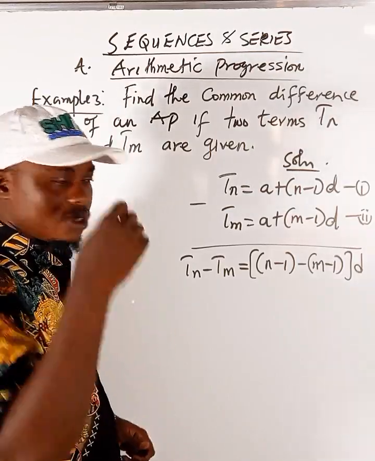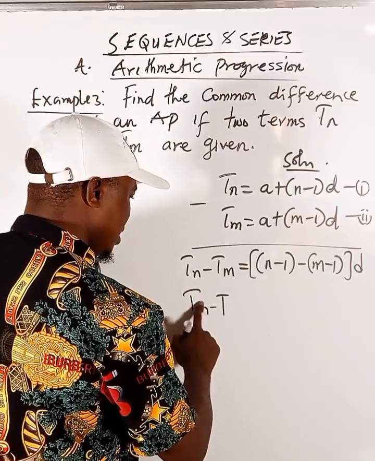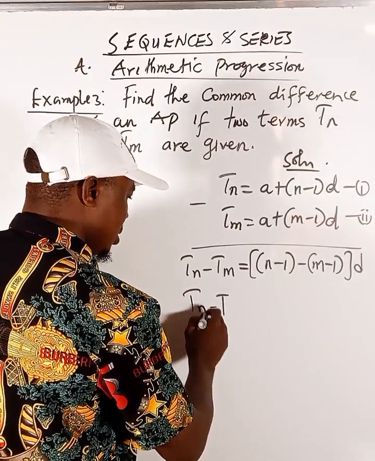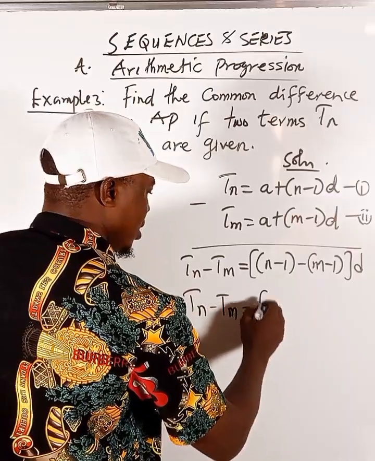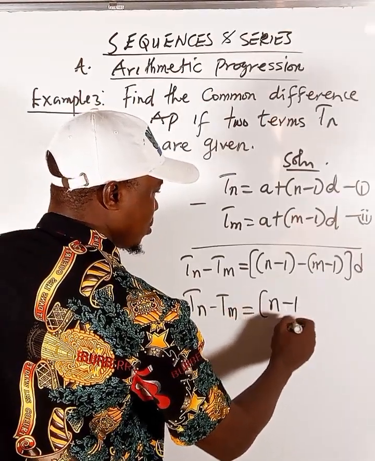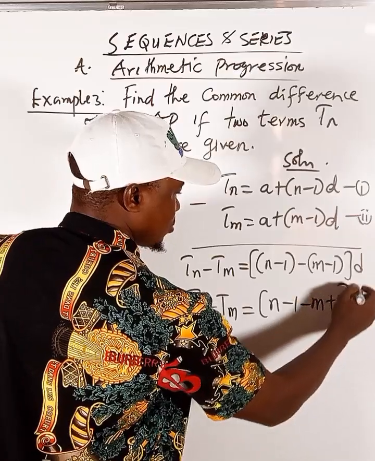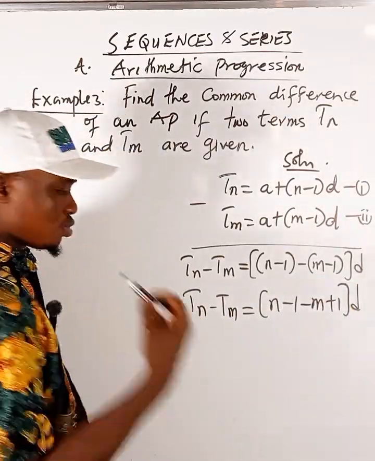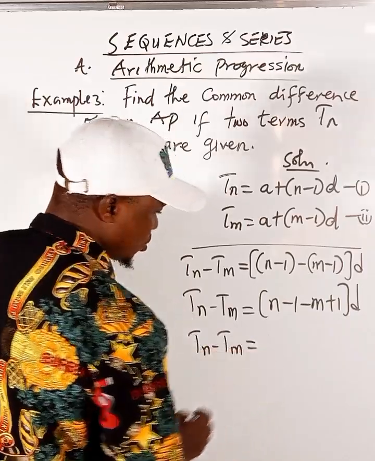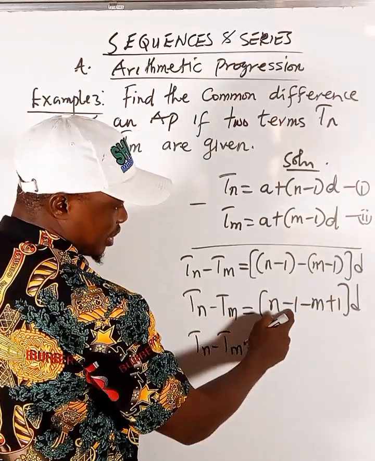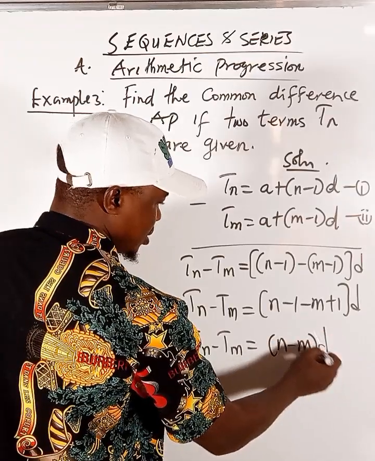Are you following? So now the next thing we're going to do, we have Tn minus Tm will be equal to, let's simplify this further. We're going to have n take away 1 minus m, then plus 1. We have D. Understood? So from there, we're going to have Tn take away Tm will now be equal to, if you simplify this further, minus plus, that will be n minus m, then D.